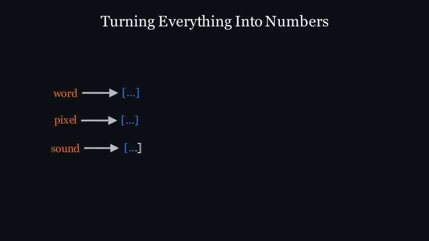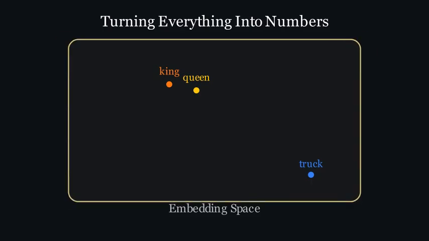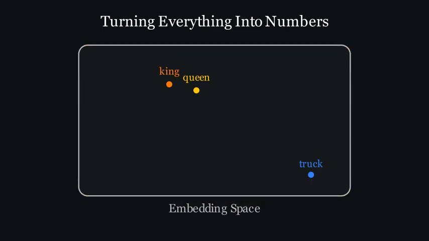Before a neural network can process anything, it first turns it into numbers. A word, a pixel, a sound. Each one becomes a list of numbers called a vector. Plot those vectors in space, and something remarkable happens. Things that mean similar things end up near each other. This is called an embedding space, and it's the coordinate system AI thinks in.